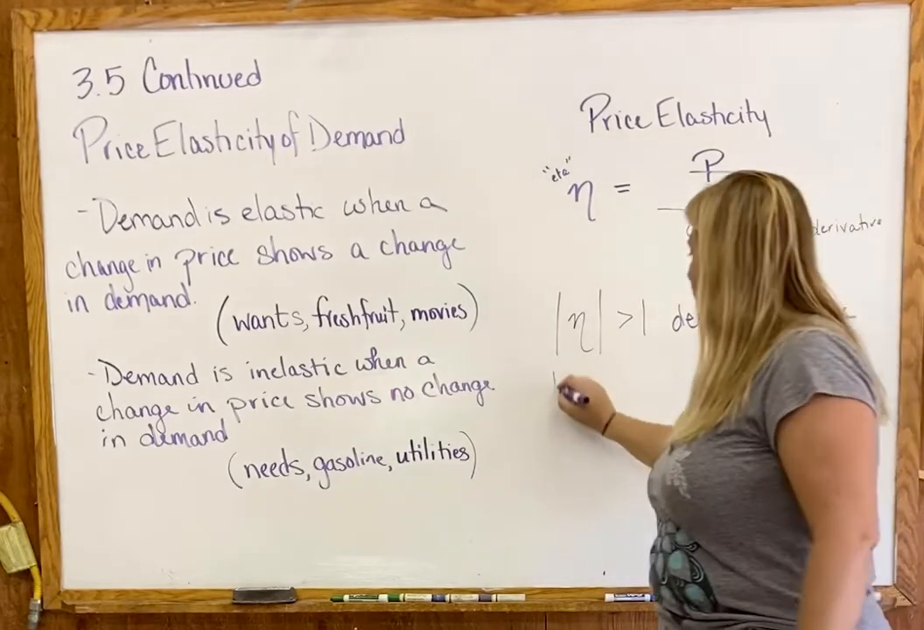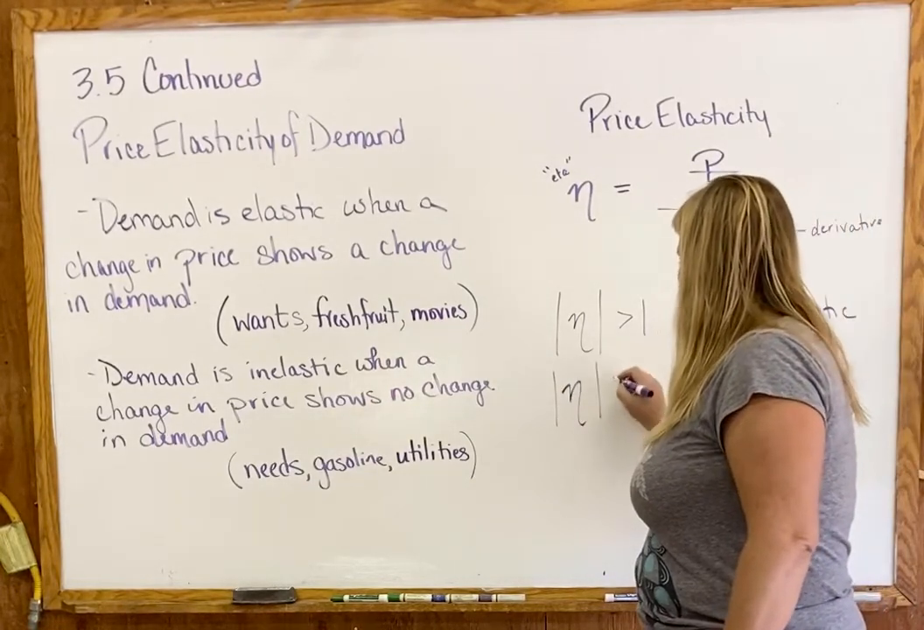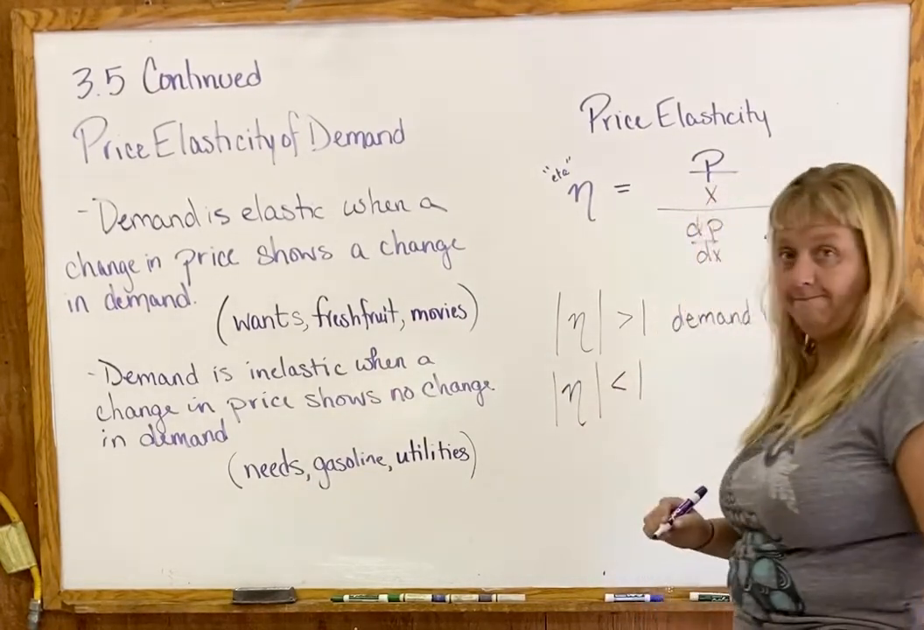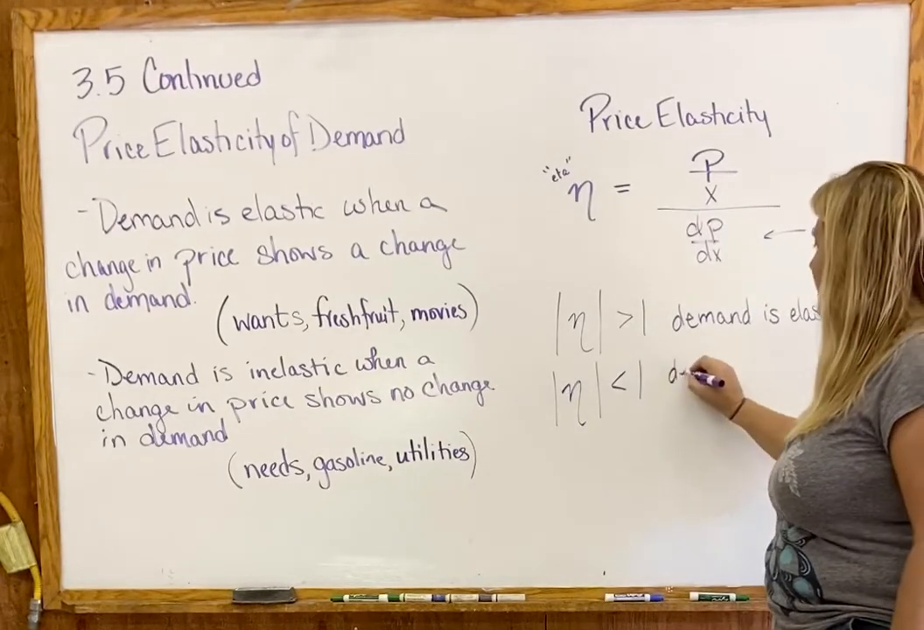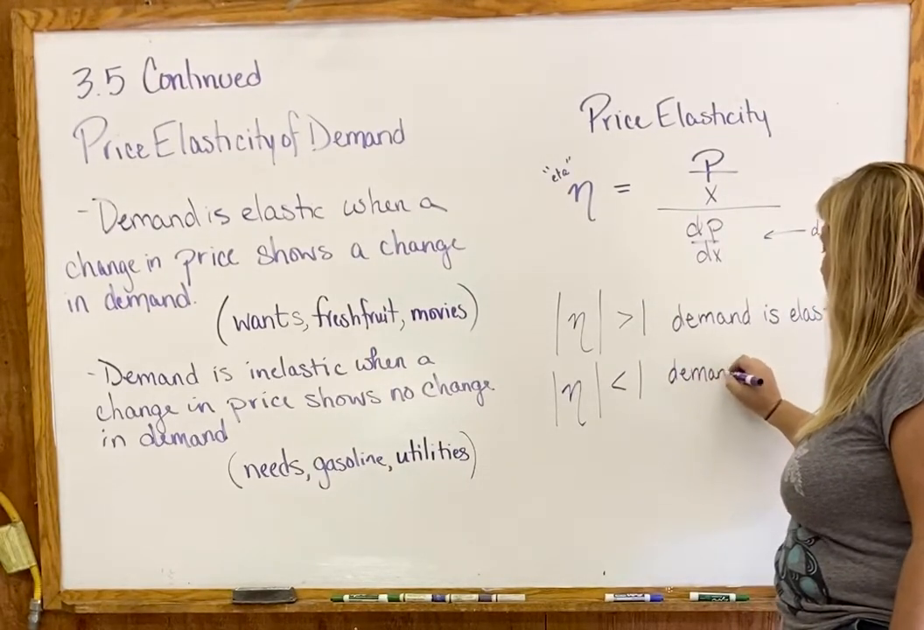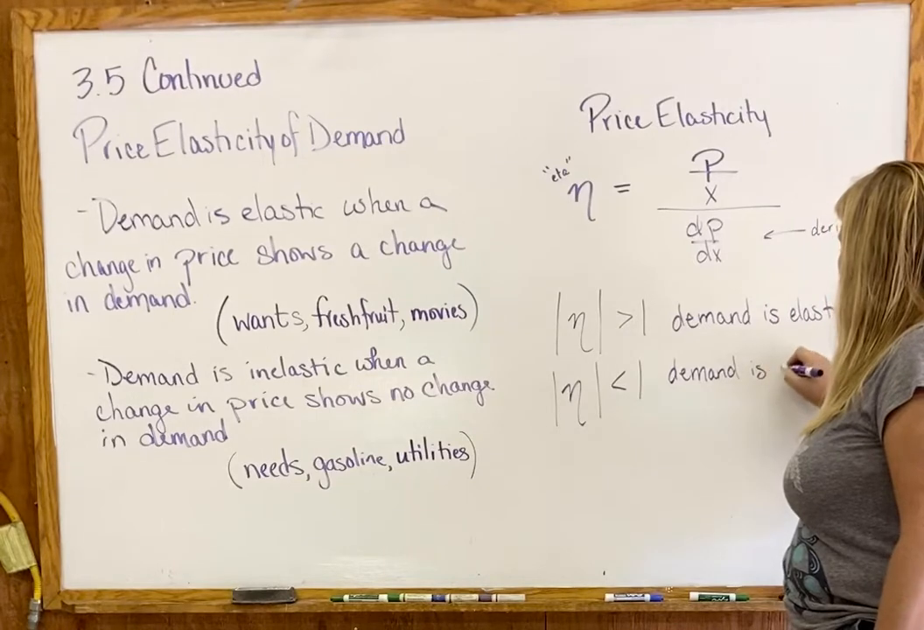Okay. When the absolute value of this eta is less than 1, we say demand is inelastic.